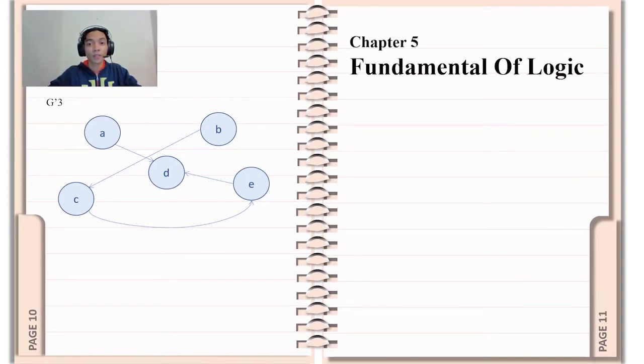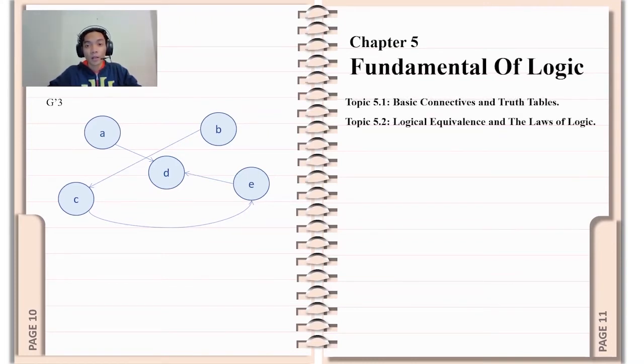Chapter 5, which is Fundamentals of Logic. In this chapter, we will be exploring topic 5.1, which is basic connectives and truth tables, and then topic 5.2, which is logical equivalence and the laws of logic.